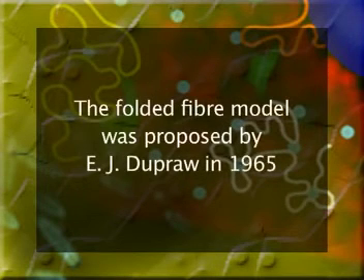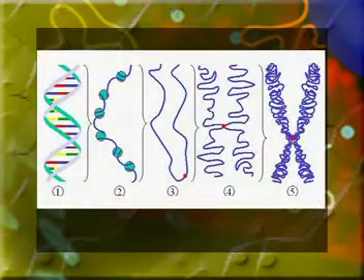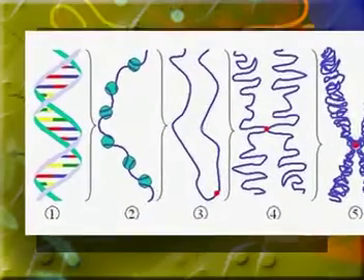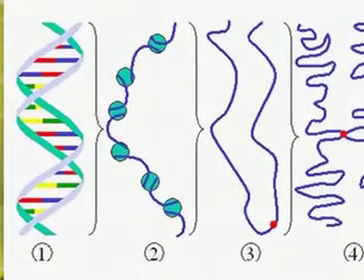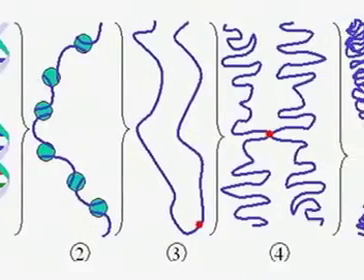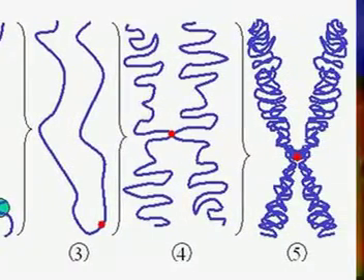The folded fiber model was proposed by Dupraw in 1965. According to this model, the bulk of the chromosome is visualized to be composed of a tightly folded fiber which has a rather homogeneous diameter of 200 to 300 angstrom. This folded fiber is supposed to contain the DNA histone helix of 30 angstrom diameter in a supercoiled condition.